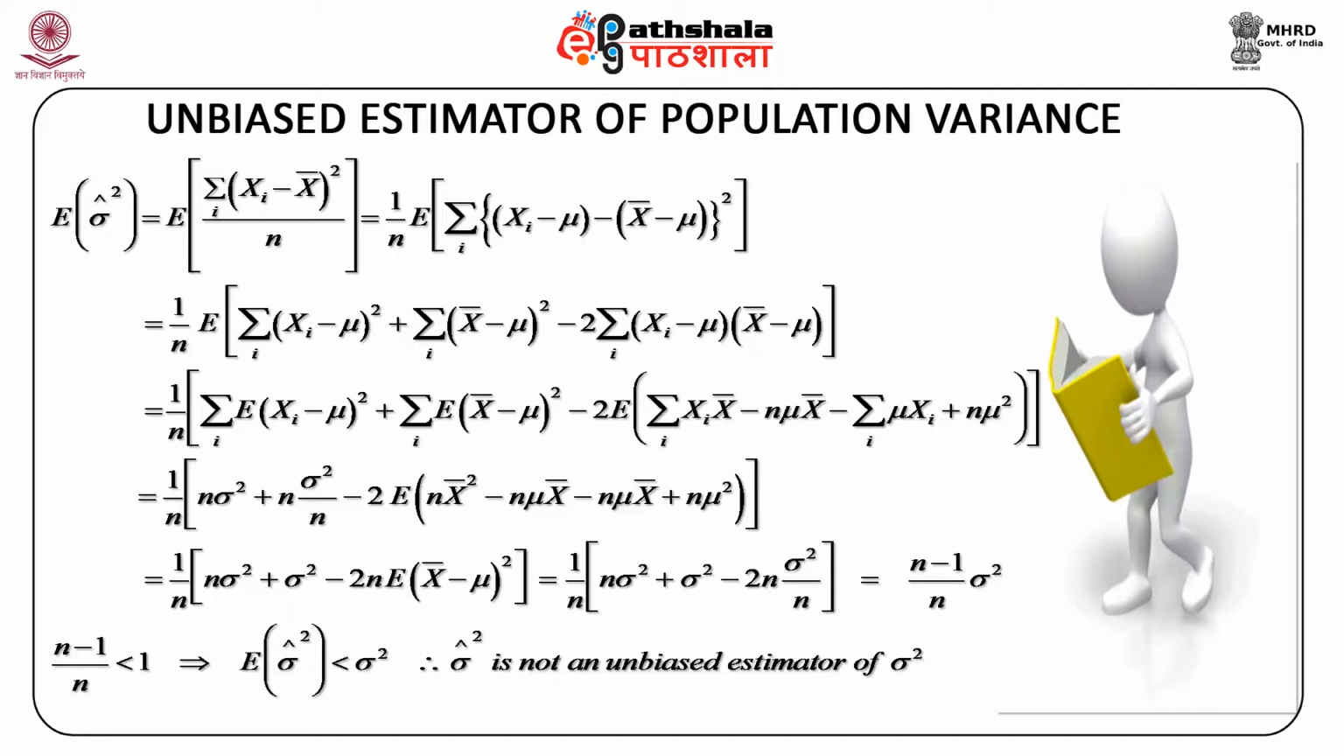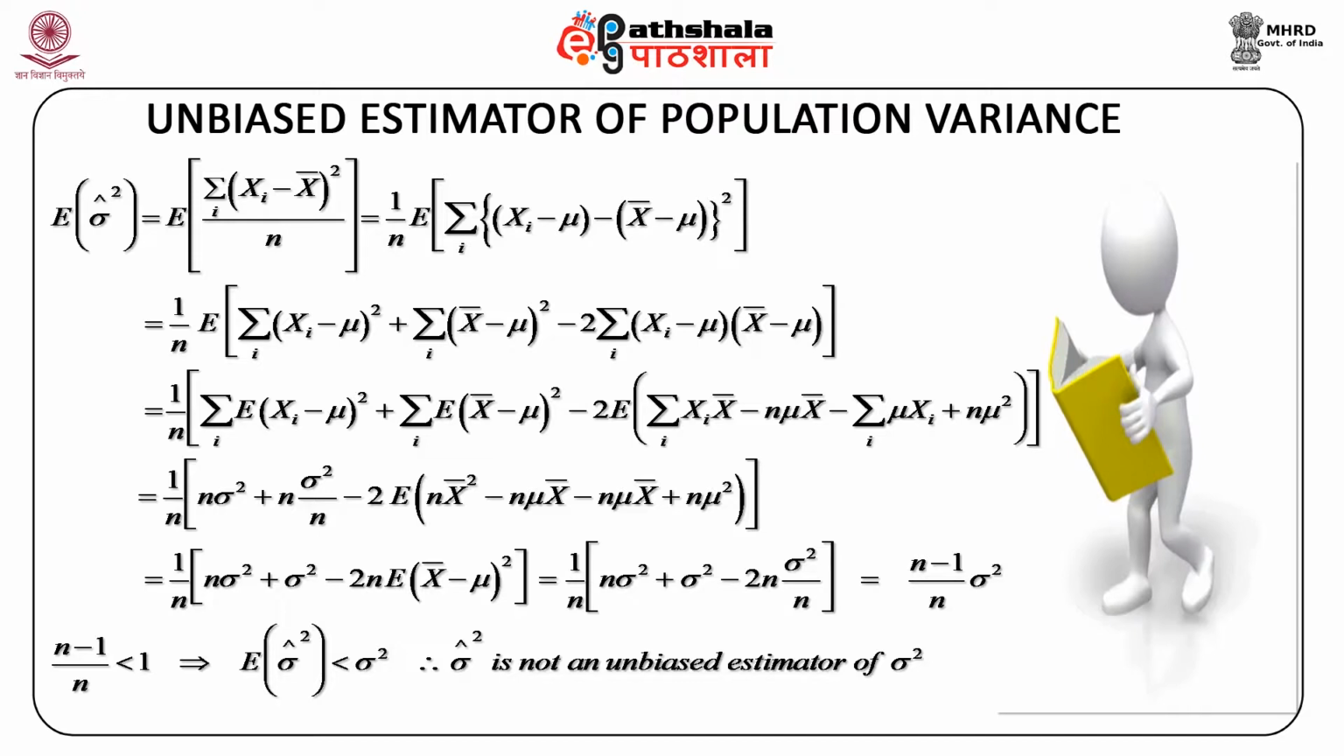This is equal to 1 by n into the sum of the expected value of (xi minus mu) square plus the sum of the expected value of (x bar minus mu) square minus twice the expected value of the sum of xi into x bar minus n mu into x bar minus the sum of mu xi plus n mu square, which is equal to 1 by n into n sigma square plus n into sigma square by n minus 2 times the expected value of n x bar square minus n mu x bar minus n mu x bar plus n mu square.